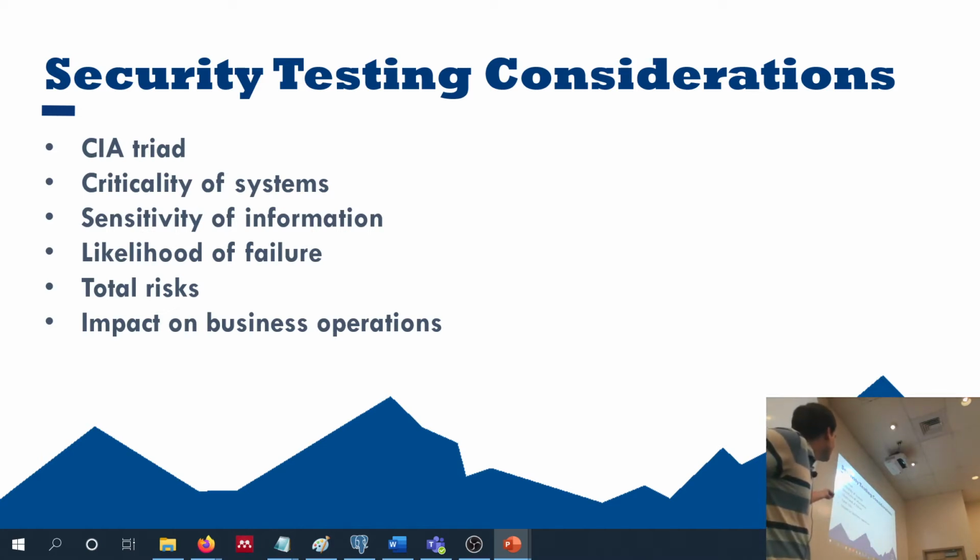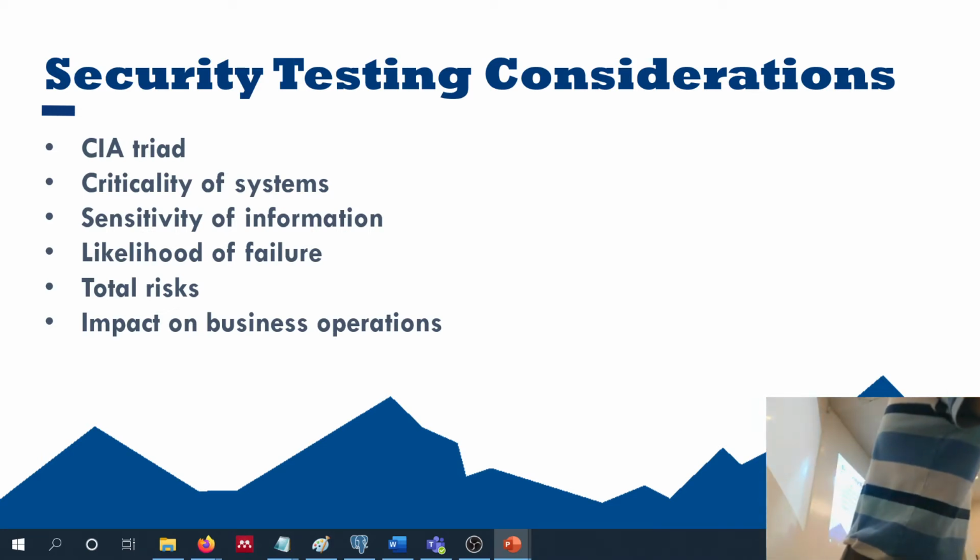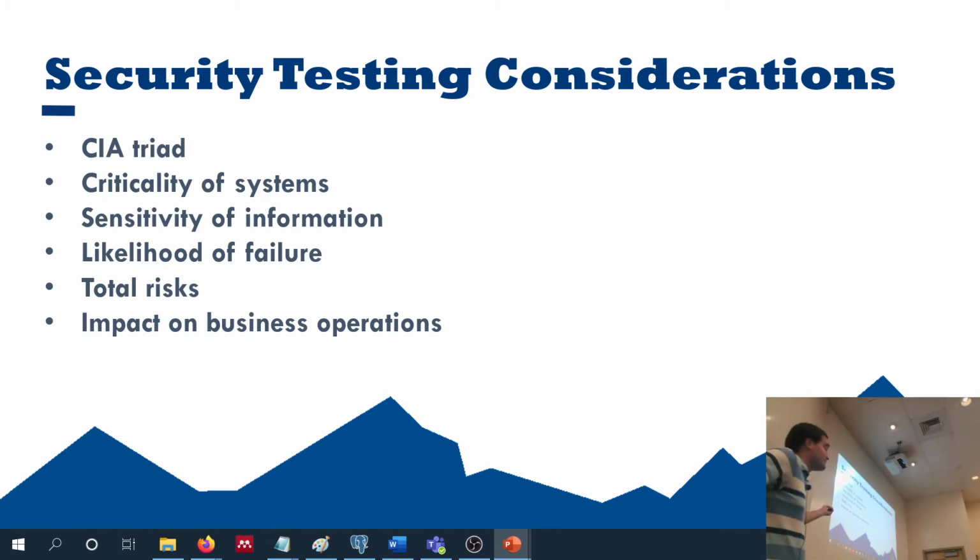Say that we have very sensitive information, and if we had sensitive information, we'd want it to be confidential, would we not? That should be pretty straightforward. Think about the likelihood of failure. If you have a system that is older, let's say that it doesn't have redundant power, doesn't have redundant network feeding into it, is that a higher or lower likelihood of failure? Ceteris paribus is going to be higher. Total risk. Think about every possible risk. Is that a fun thing to do?